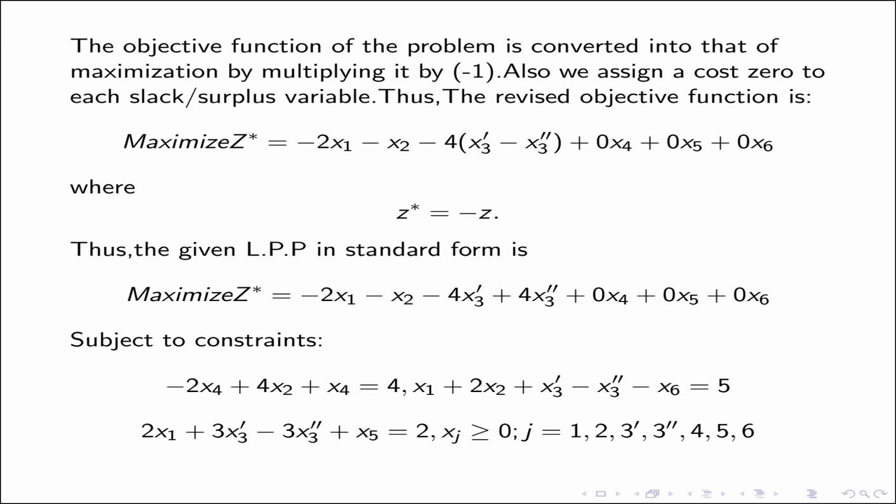The given LPP in standard form is maximize z star equal to minus 2x1 minus x2 minus 4x3 dash plus 4x3 double dash plus 0x4 plus 0x5 plus 0x6 subject to constraints minus 2x1 plus 4x2 plus x4 equal to 4, x1 plus 2x2 plus x3 dash minus x3 double dash minus x6 equal to 5, 2x1 plus 3x3 dash minus 3x3 double dash plus x5 equal to 2, xj greater than or equal to 0, j equal to 1, 2, 3 dash, 3 double dash, 4, 5, 6.